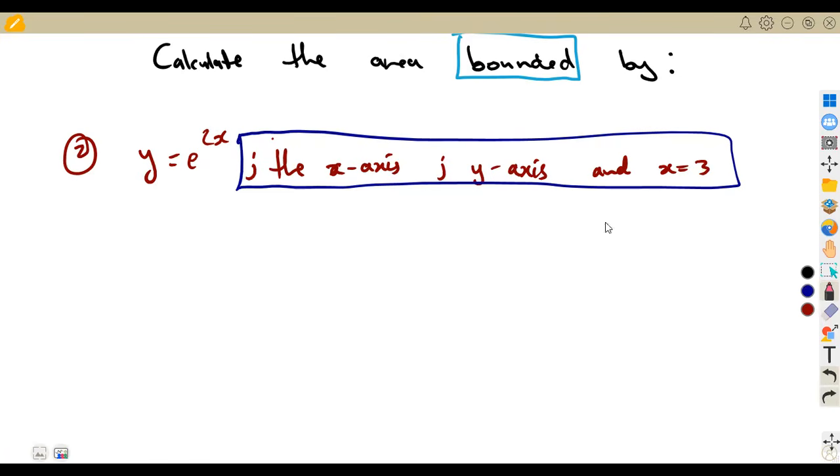We are supposed to have a sketch of this function, then we can tell the area that is bounded between that part that you are given.